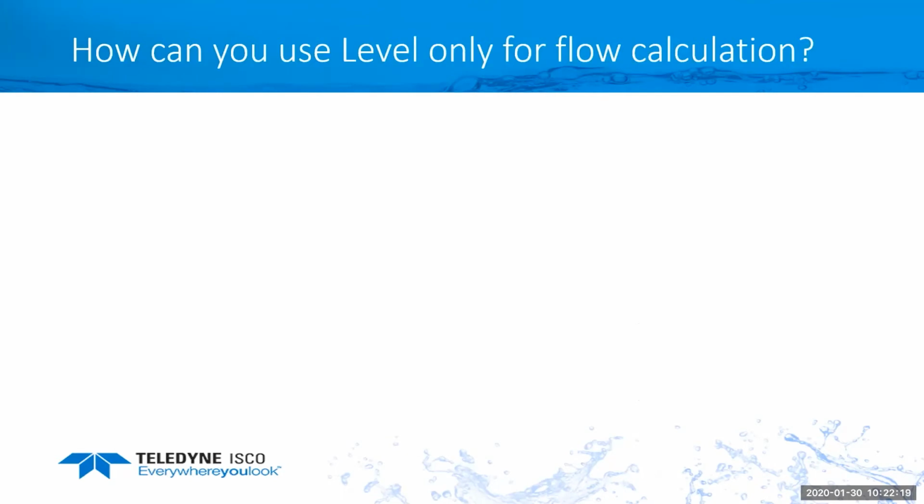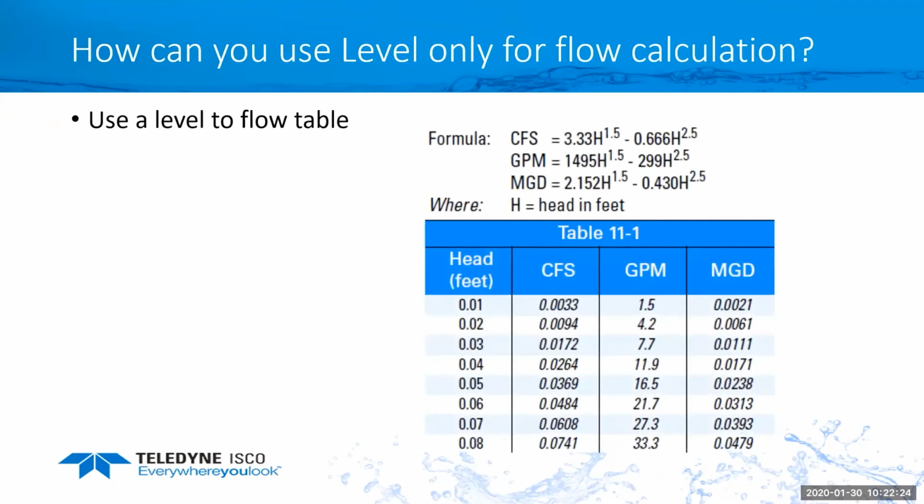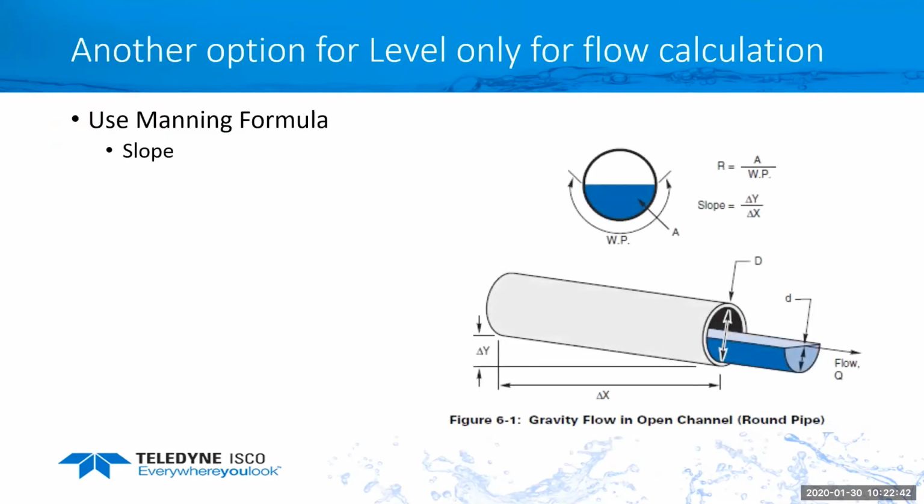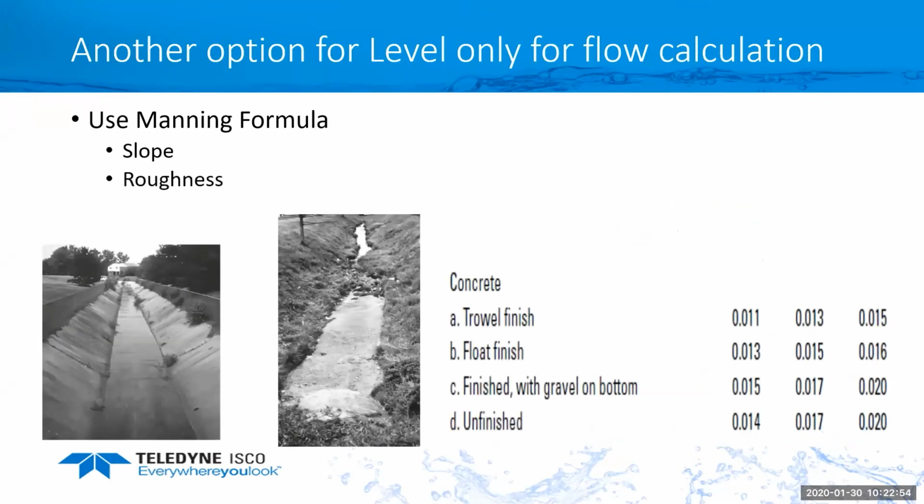So continuing on that, how can you use the level only to calculate flow? One, you can just use a level to flow rate table. The ISCO Flow Data Handbook has lots of tables in there depending on what your application is. Or you can use a flow calculation to determine your flow rate. Other options are using the Manning formula. So if you have a round pipe, elliptical, rectangular channel, you need to know the slope of the pipe, which is part of the velocity calculation, and you need to know the roughness. So with the slope and the roughness, then you can use the level to calculate your flow.